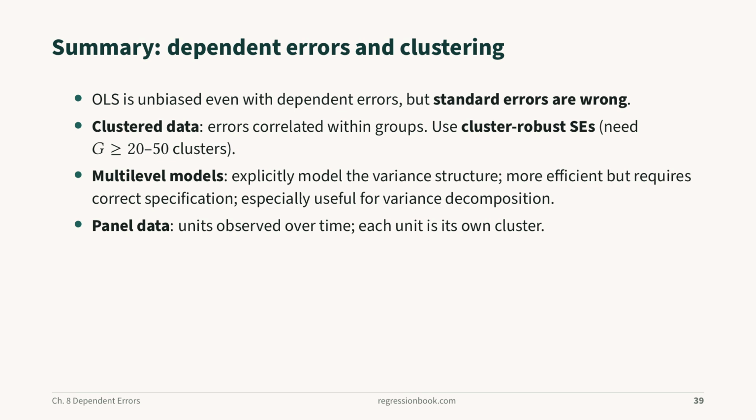The mid-chapter summary in 4 lines. Least squares stays unbiased under dependent errors, but its standard errors are wrong. Clustered data calls for cluster robust standard errors with at least 20 to 50 groups. Multi-level models buy efficiency and variance decomposition at the price of specification risk. And panel data is clustering by another name. Each unit is its own cluster.